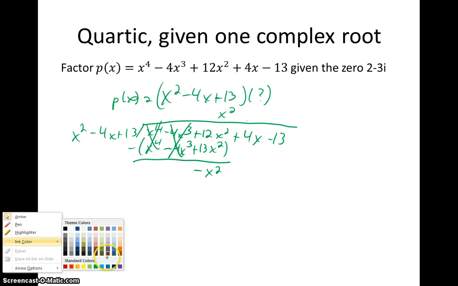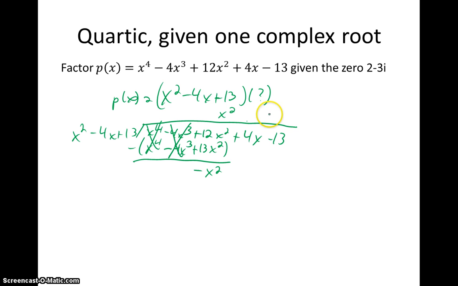So now, to get that negative x squared to cancel out, we're going to need a negative 1 up here, because negative 1 times x squared will give me a negative x squared. Should have brought the plus 4x and the minus 13 down here for the ride. So then negative 1 times negative 4x is a positive 4x, and negative 1 times 13 gives us a positive 13. No, negative 13, excuse me. That should cancel out. Subtract that whole thing, and everything cancels out. We're left with a remainder of 0. So now we know that question mark is x squared minus 1.